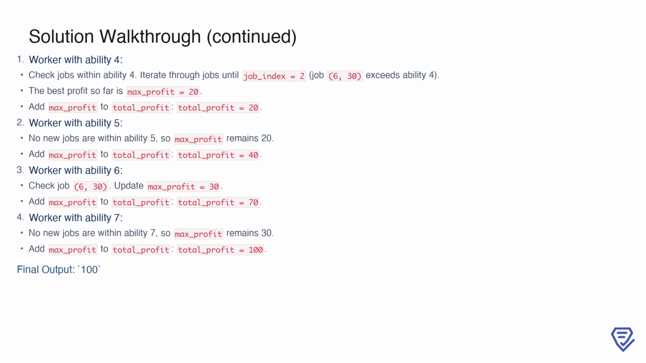Next, the worker with ability 6 can take on a new job, 6, 30. We update max_profit to 30 and add it to the total, which now becomes 70. Finally, the worker with ability 7 cannot take on any jobs beyond the best profit available so far, which is 30. Adding this to the total gives us a final total_profit of 100.